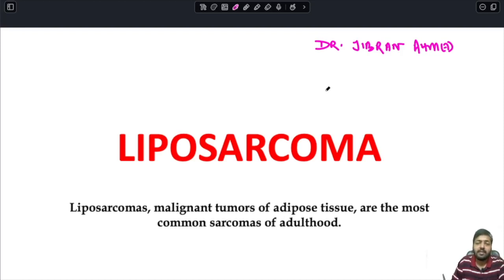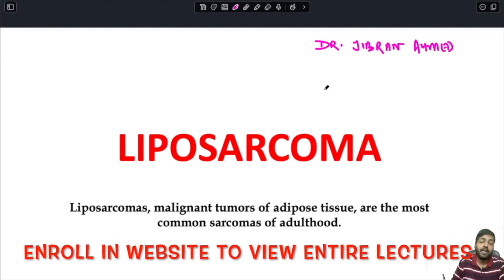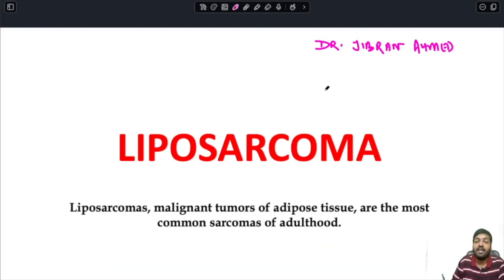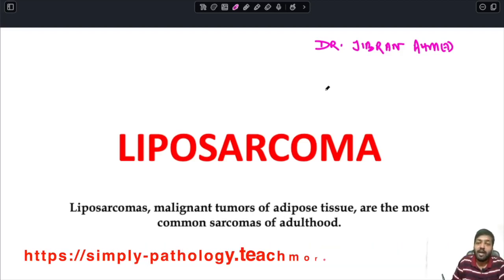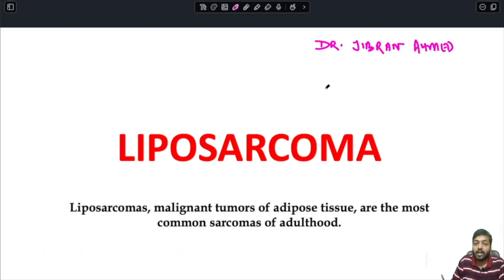So in the previous lecture, we had started off with the adipocytic tumors and we had discussed in detail the benign lesions like lipoma and its variants, hibernoma and lipoblastomas. In today's topic of discussion, we are going to continue with the adipocytic tumors, but we are going to see the malignant tumors, okay, malignant adipocytic tumors. Very importantly, we are going to discuss in detail about liposarcoma.